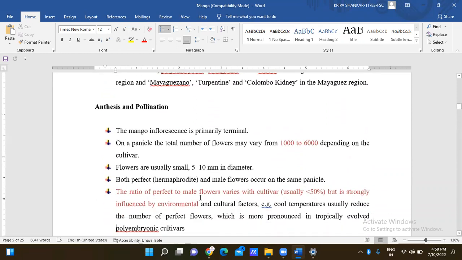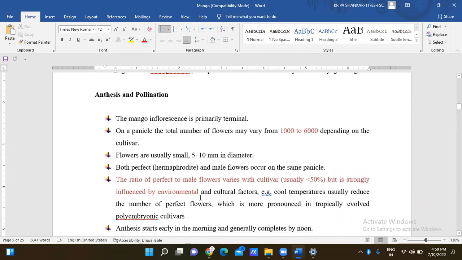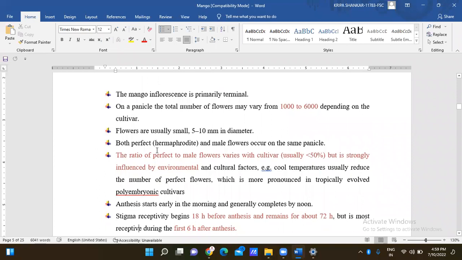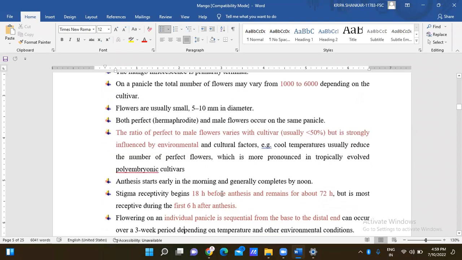Anthesis and pollination, a few questions are there. Sometimes they ask what is the total number of flowers in a single panicle? That is 1,000 to 6,000, and that is very big for some cultivars, but in general it is 1,000 to 6,000. Both perfect and male flowers are there in the same panicle. The ratio, as I already told you, varies, but up to 40% or less than 50%, you can say. That mostly depends upon environmental factors and cultural practices also.